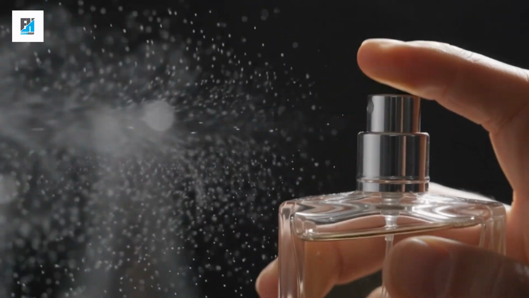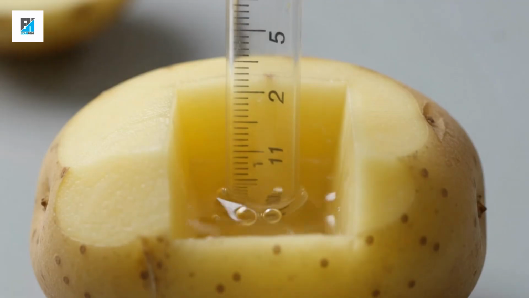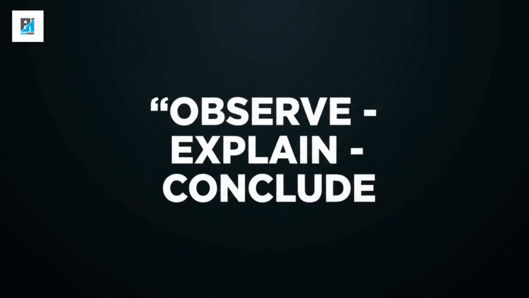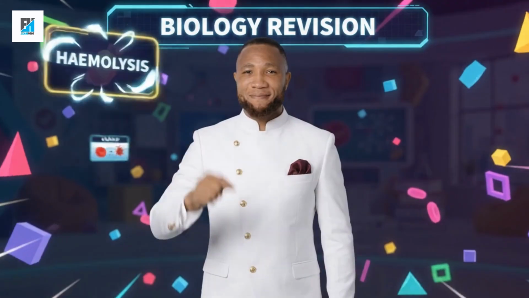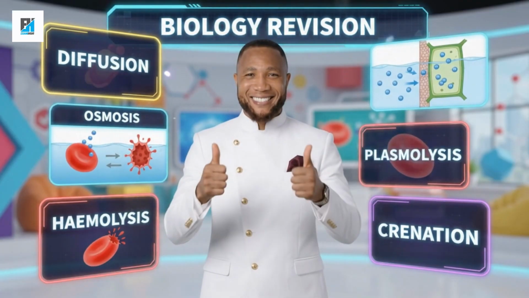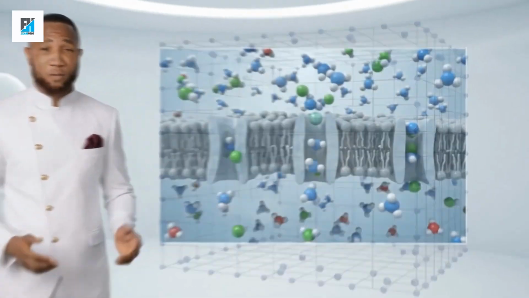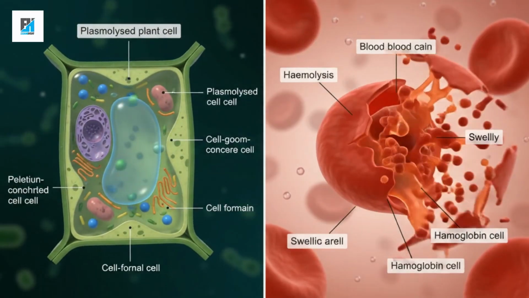Our experiments show diffusion in air and water, osmosis in living and non-living materials, and the effects of solutions on cells. Revise these key words carefully. They are important for your biology quiz and examination. Particles diffuse from high to low concentration. Water moves by osmosis. Plant cells may plasmolyse, while red blood cells may undergo hemolysis.